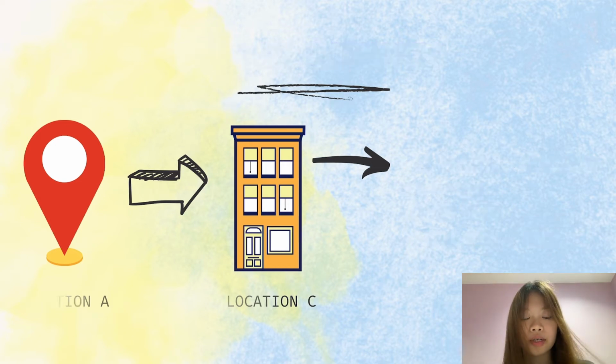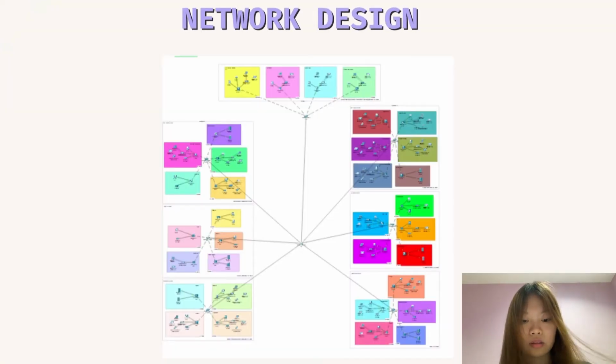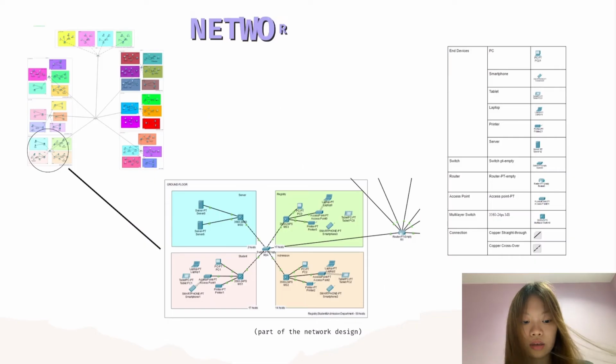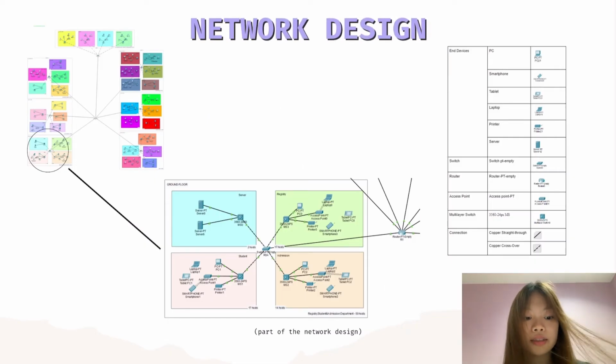So this is our network design. In our network design, we have end devices, switch, router, access point, multi-layer switch, and connections. For the end devices, we use PC, smartphone, tablet, laptop, printer, and server. For the switch, we are using the 2960 switch. For the router, we are using the 2911 router and access point, and a multi-layer switch. For the connections, we are using copper straight-through and copper crossover.